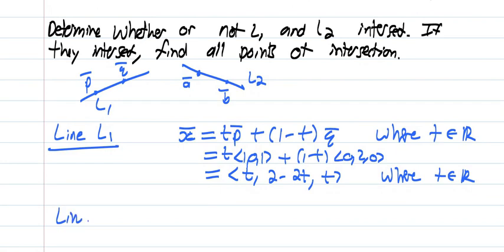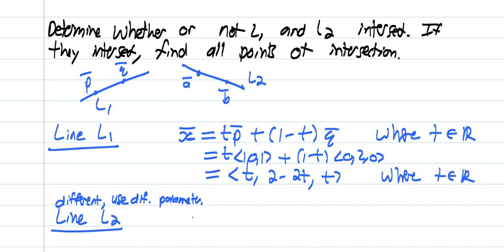Now we look at line 2. Line 2 is a different line, and so we've got to use a different parameter. One of the traps is to use the same parameter, and if you do, sometimes your answers will be completely wrong, and you will not even get any marks. So if you have two lines, you've got to use two parameters. If you have three lines, you've got to use three parameters.